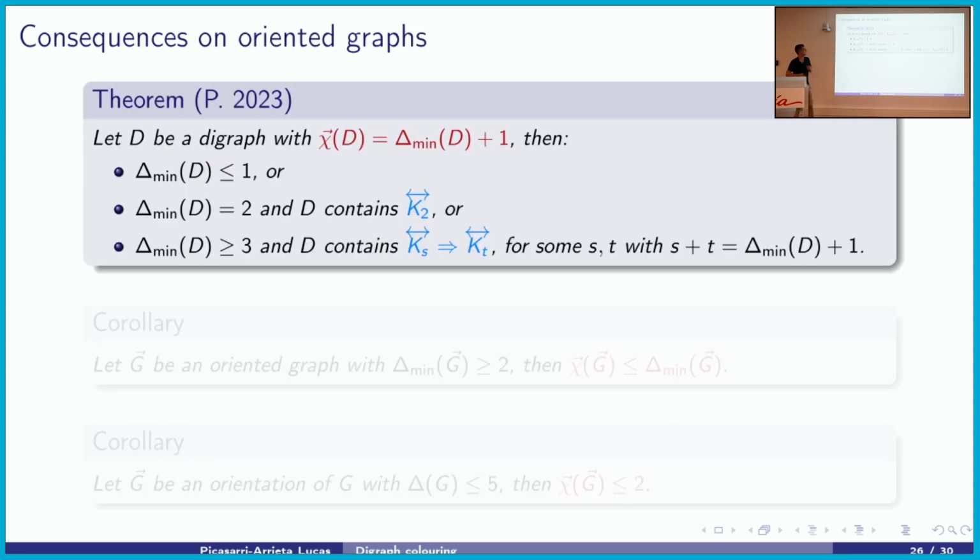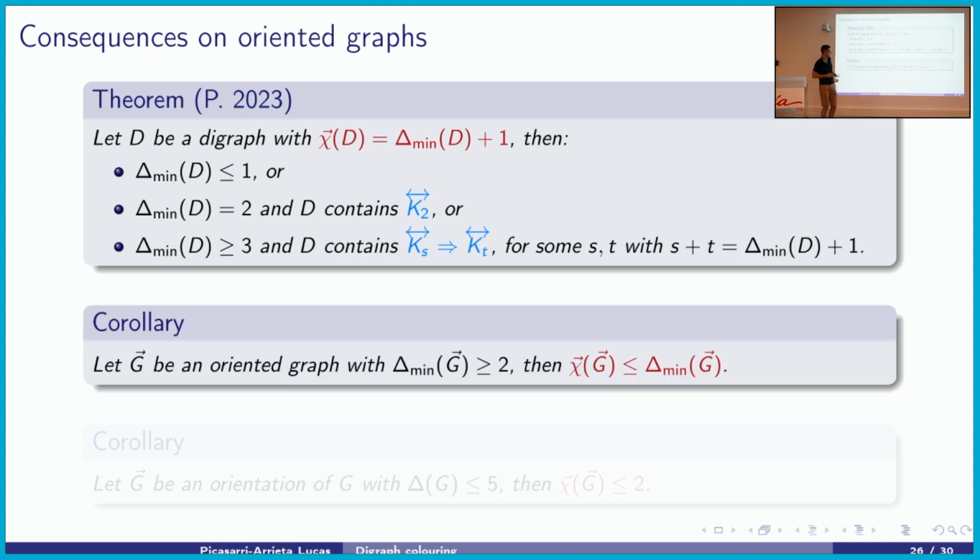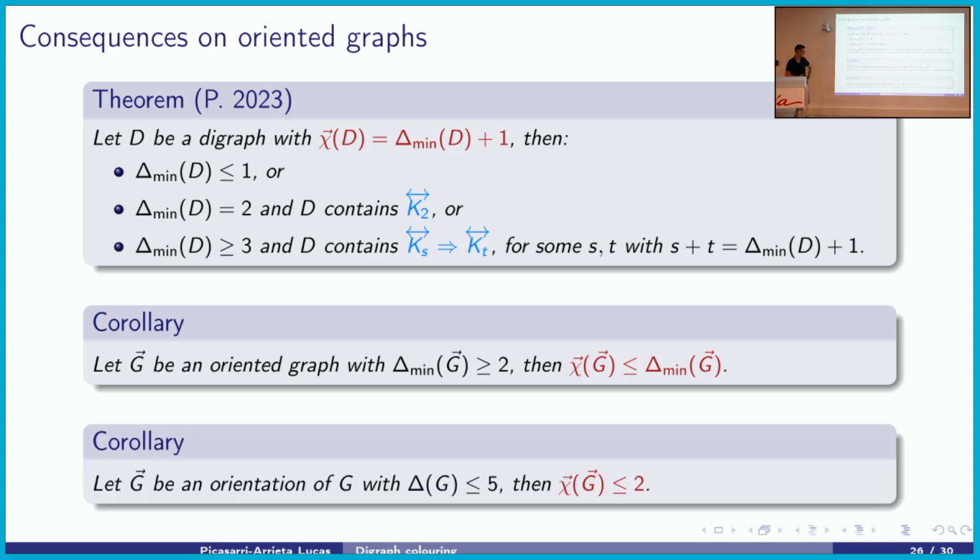And if we look at the consequences of this result on oriented graphs, then we directly obtain that if G is an oriented graph with delta min at least 2, then its dichromatic number is at most delta min. And this is just because we are excluding the first case by assuming that delta min is at least 2, and we are excluding the second and third cases because in both cases, D must contain a digon. And if we look at the very first consequence of this result, we have that if you take a non-directed graph with maximum degree at most 5, and you fix an orientation of it, then you obtain an oriented graph in which delta min is at most 2, and in particular, it must be 2-dicolorable. And this was already open before.